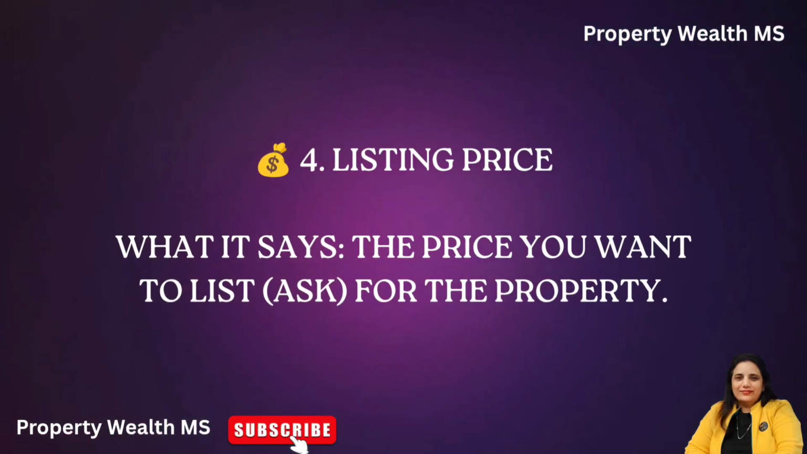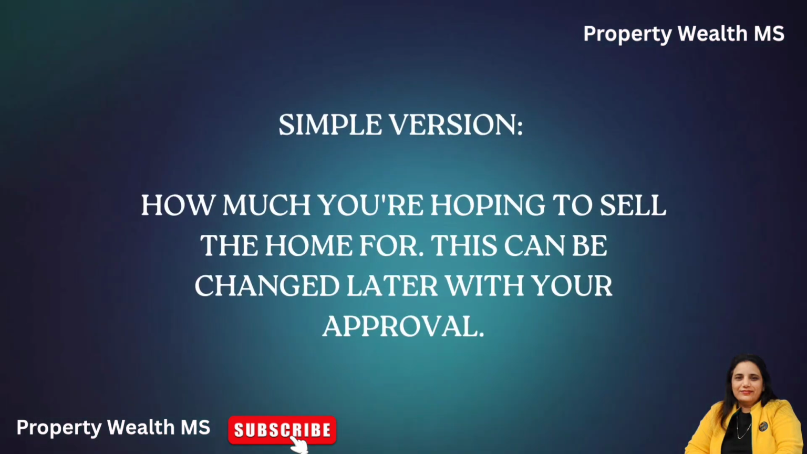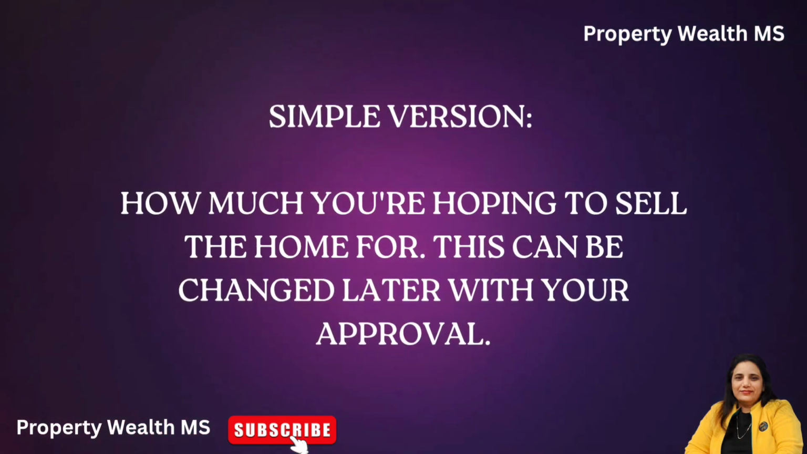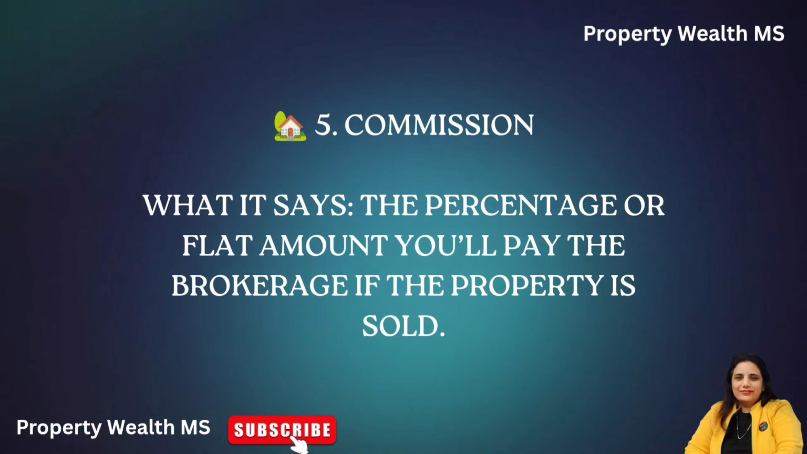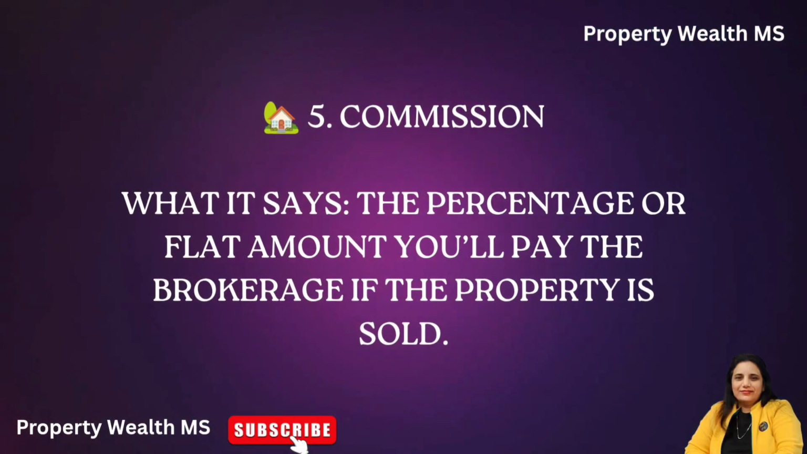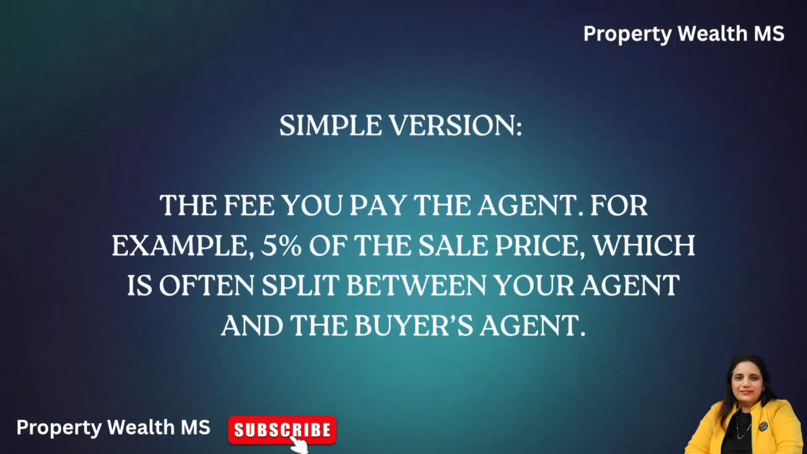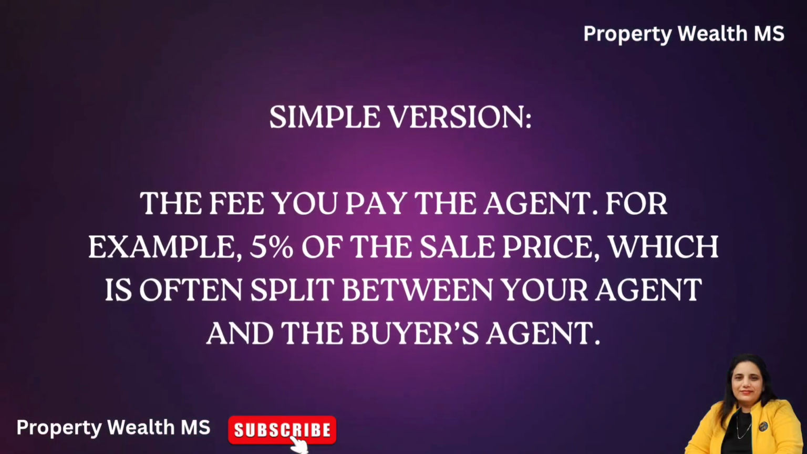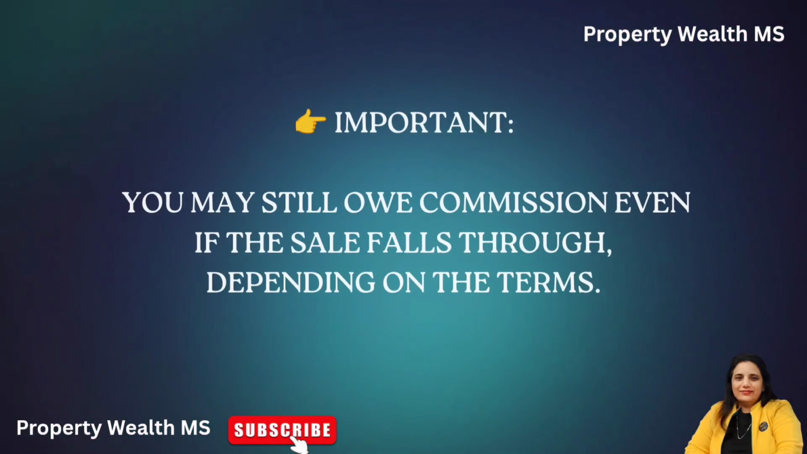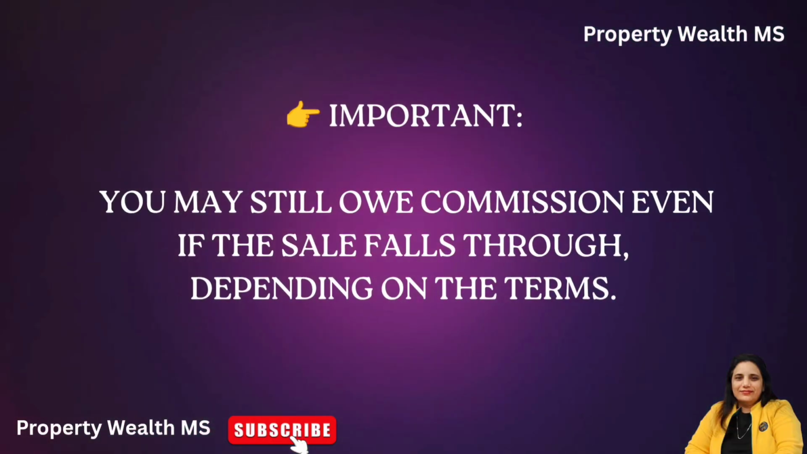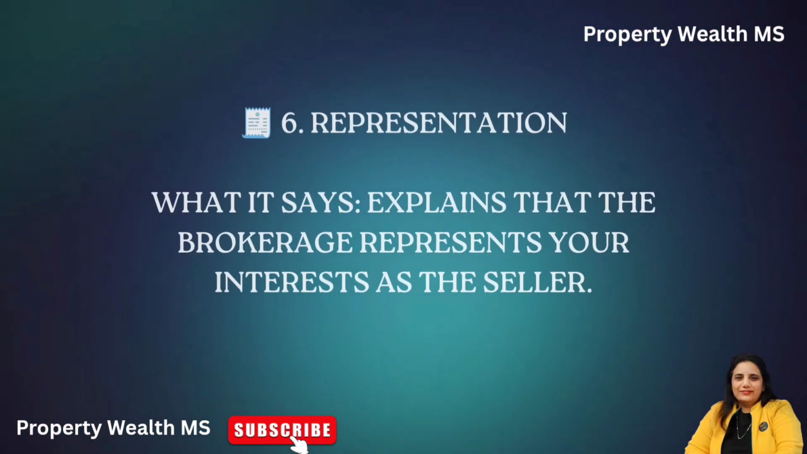Fourth is the listing price. It says the price you want to ask for the property from the buyer. In simple terms, how much you are hoping to sell your home for. So the next clause is the commission. It says the percentage or flat amount you are okay to pay to the brokerage if the property is sold. In simple terms, the fees you are okay to pay to the brokerage, for instance 5% of the sale price. Attention sellers, you may still owe commission even if the sale falls through, depending on the terms.